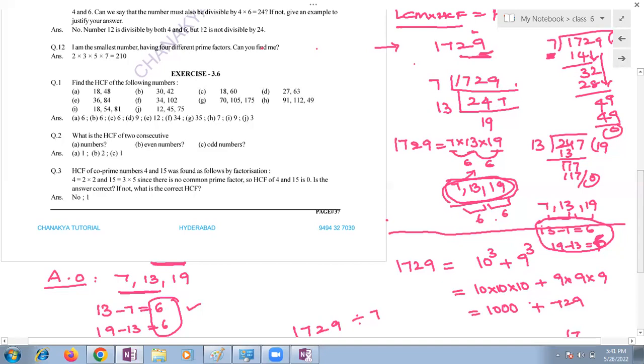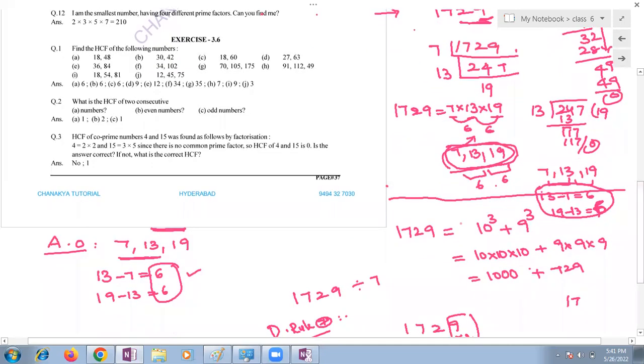Now you see here our 19 is a prime number. You can stop your division. You can write it as a product of prime factors. 1729 can be expressed as 7 multiplied by 13 multiplied by 19. Yes or no? Till here, hope you understood, children. Any doubt till here?